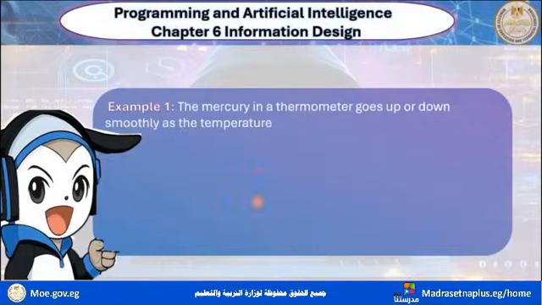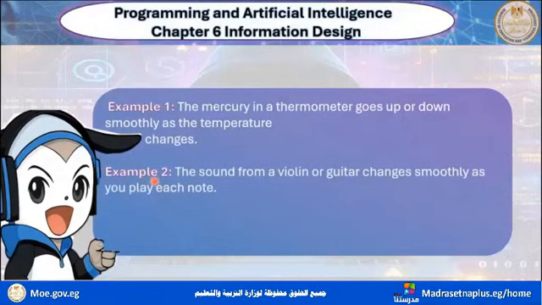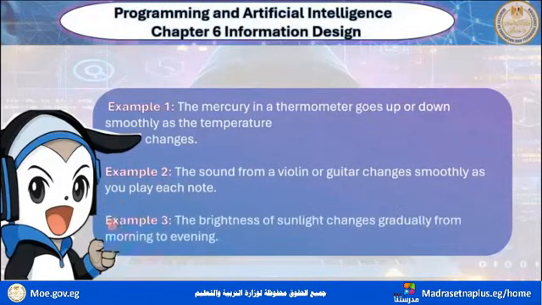Analog data. Example 1. The mercury in a thermometer goes up or down smoothly as the temperature changes. Example 2. The sound from a violin or guitar changes smoothly as you play each note. And example 3, the brightness of sunlight changes gradually from morning to evening. So all of them are analog.